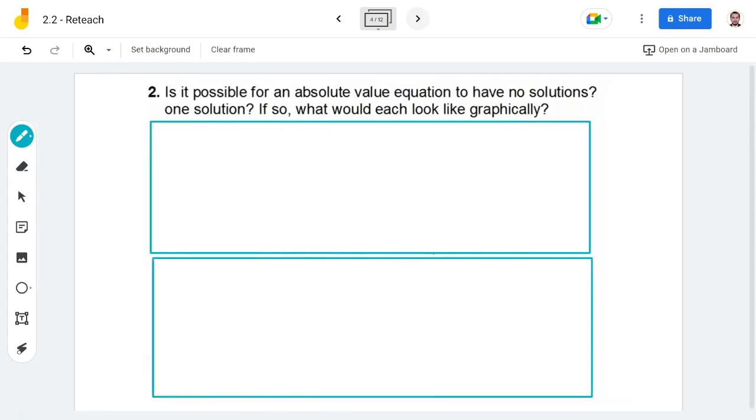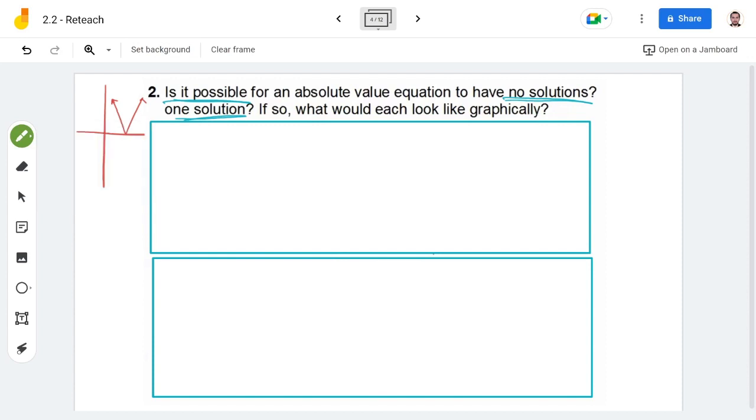Now let's answer question two. Is it possible for an absolute value equation to have no solution? Or one solution? If so, what would each look like graphically? Before showing you them graphically, we know that this is y, this is x. Let's say, for example, I have this function here. Can we have no solution? If you are smart, you will know the answer.